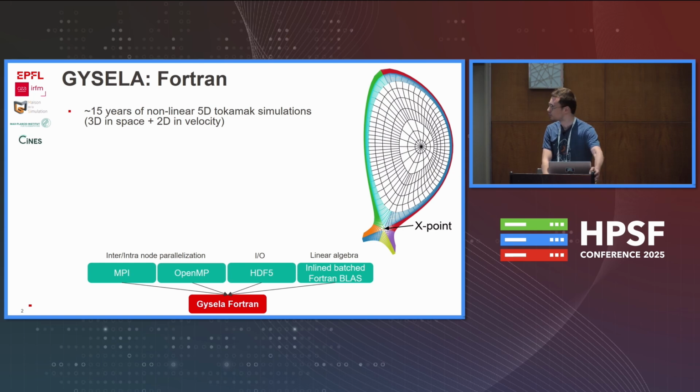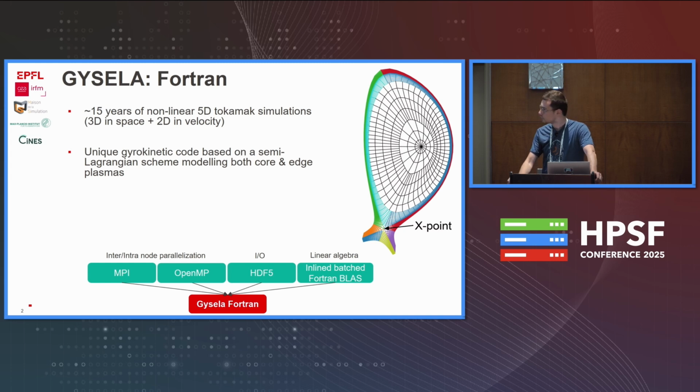So Gisela Fortran, this is an old code. It's been 15 years since it started producing science. This is a 5D code, so 3 dimensions in space and 2 dimensions in speed, plus the species simulation code. And so we try to model the plasma in tokamaks. So you can see a slice of tokamak there, for instance.